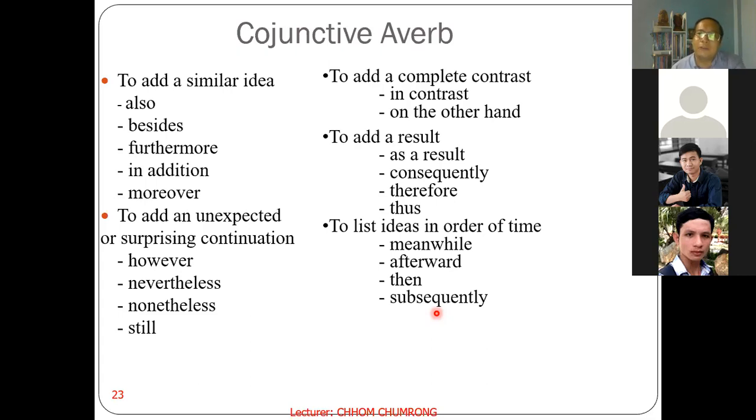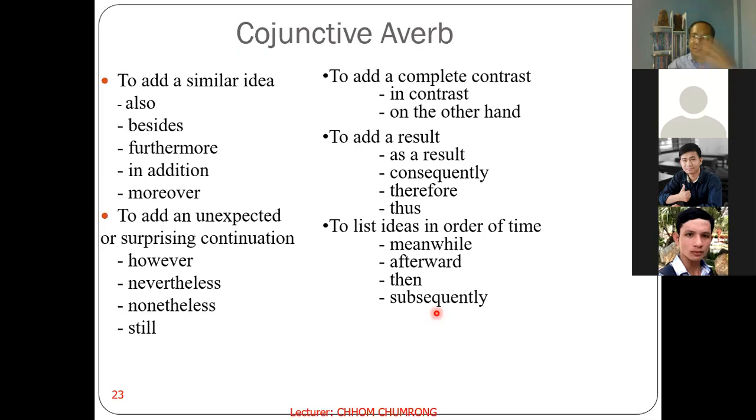And when you want to give an example, for example, for instance, what do we call them, everybody? Conjunctive adverbs. So there are four kinds of conjunction. We have coordinating conjunctions, the FANBOYS. We have correlative conjunctions: both and, neither nor, either or, not only but also, whether or. Then we have subordinating conjunctions: adverb clause, noun clause. And the last one is the conjunctive adverb, used to make simple, compound, complex sentences, and so on.